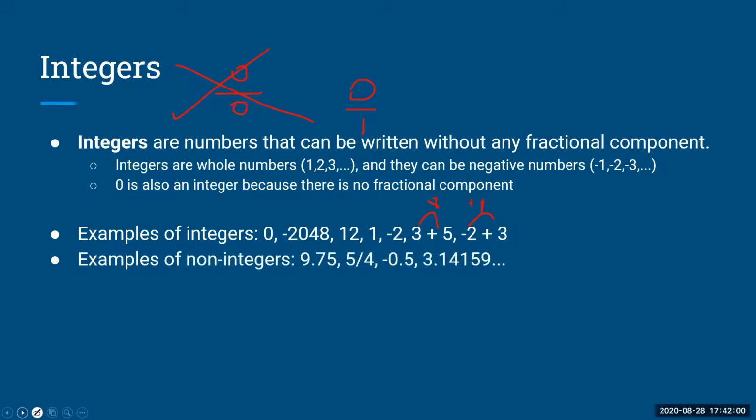And examples of non-integers, well, any decimals: 9.75, 5/4 because that's a fraction, -0.5, and pi, the approximate value of pi. Are fractions integers? No. Anything that can be written without any fractional component is an integer. So basically they're whole numbers, but the negative numbers are technically not whole numbers because of the way the school system teaches you. So they're counting numbers like 1, 2, 3, 4, 5, 6, 7, 8, -1, -2, -3. That's where integers are.